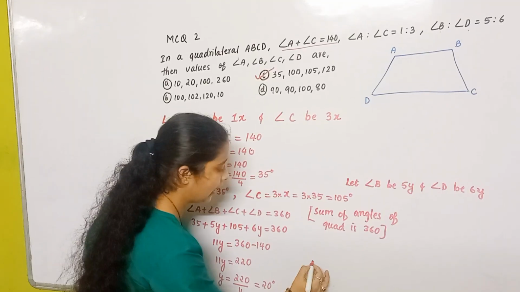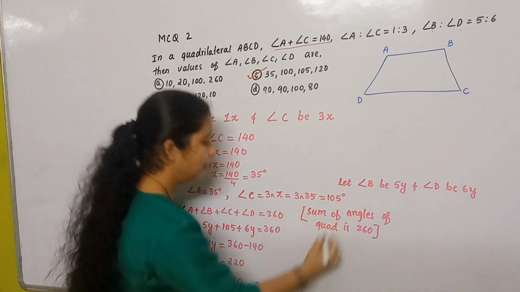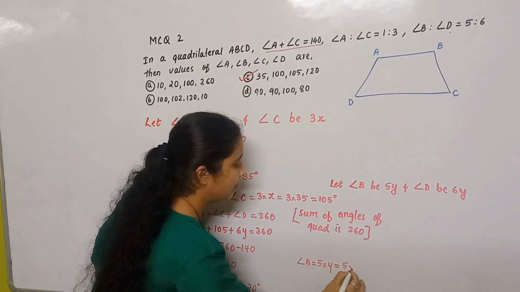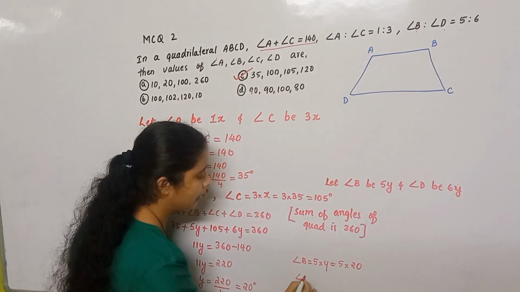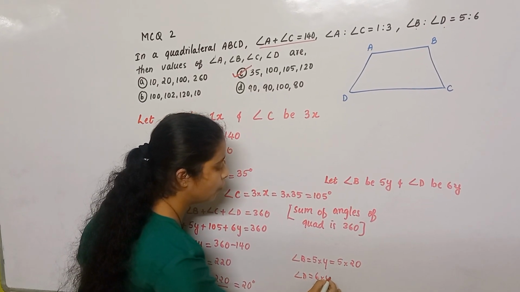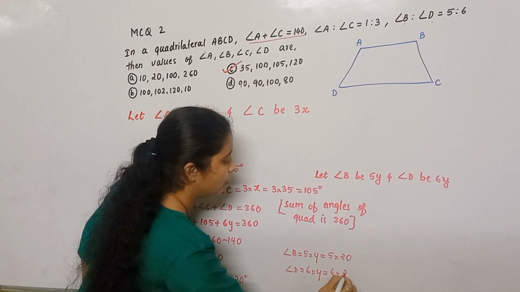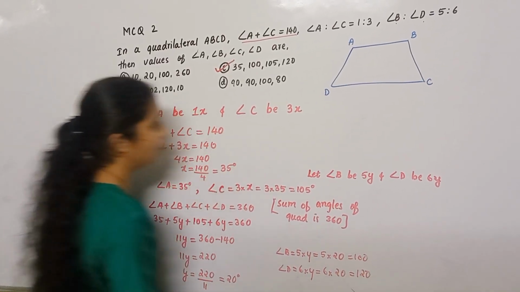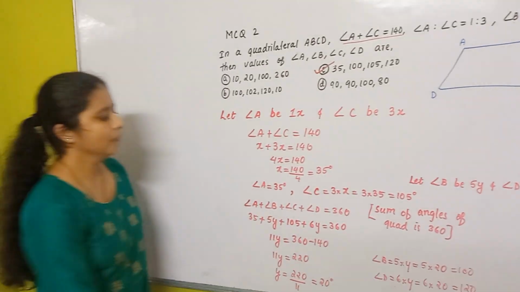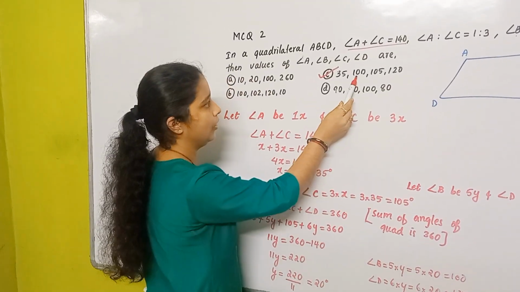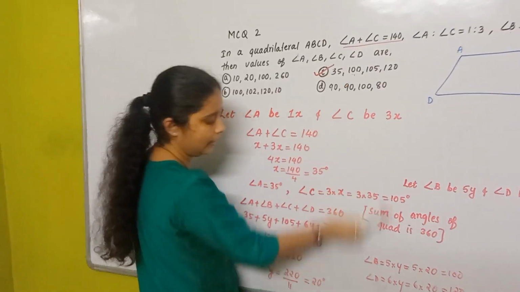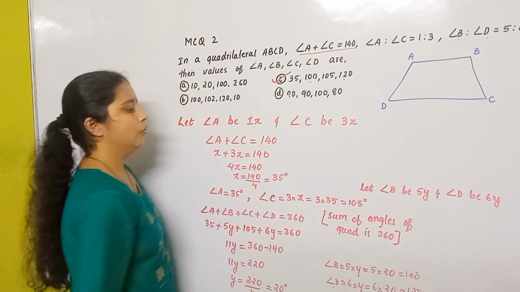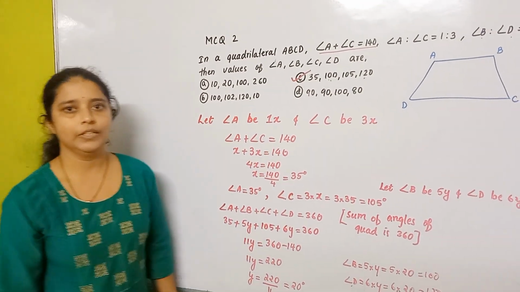Now from here you can check angle B is equal to 5 into y, which is 5 into 20, which is 100. Angle D is equal to 6 into y, which is 6 into 20, which comes to 120. So now you can even check the answers. Angle B should be 100. Second option, second angle is 100. Angle D is 120. The last angle is 120. So this is the solution of the question. Thank you.